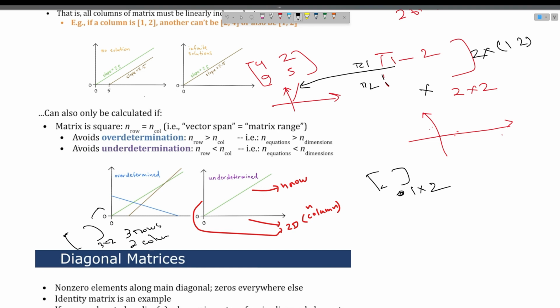But it basically averts overdetermination if the number of rows is greater than the number of columns. So here the number of rows is greater than the number of columns, obviously 3 by 2, so 3 is greater, and it averts underdetermination when the number of rows is less than the number of columns. So these are the things we also need to keep in mind. Okay, let's move on from here.